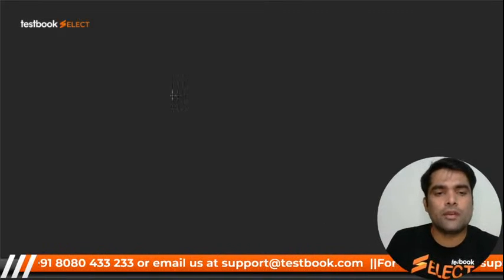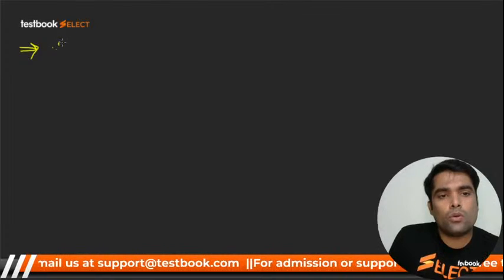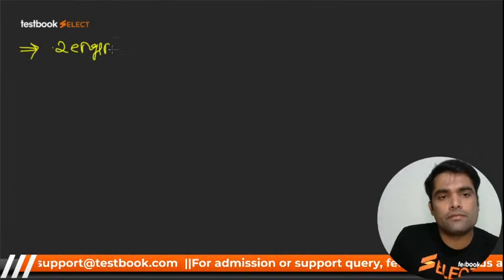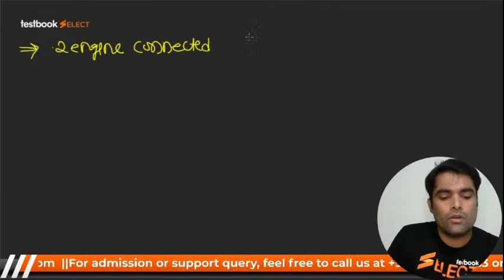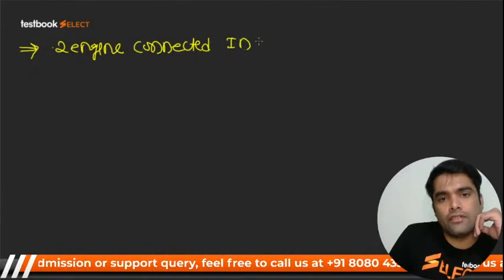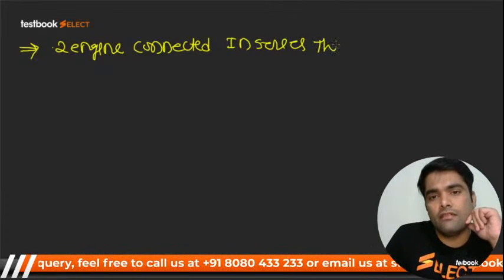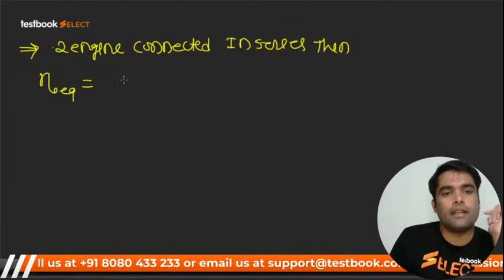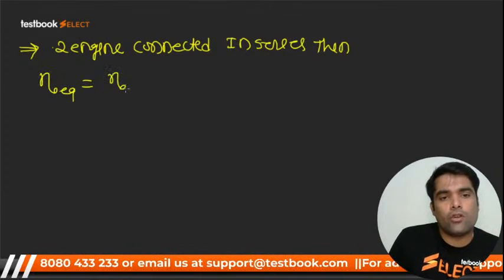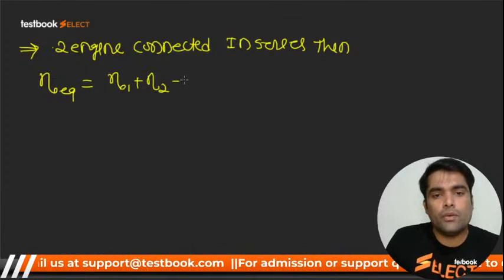Now suppose I have two engines connected in series. Then their efficiency, eta equivalent, is equal to, my dear, that is one formula we have very common: eta 1 plus eta 2 minus eta 1 into eta 2.